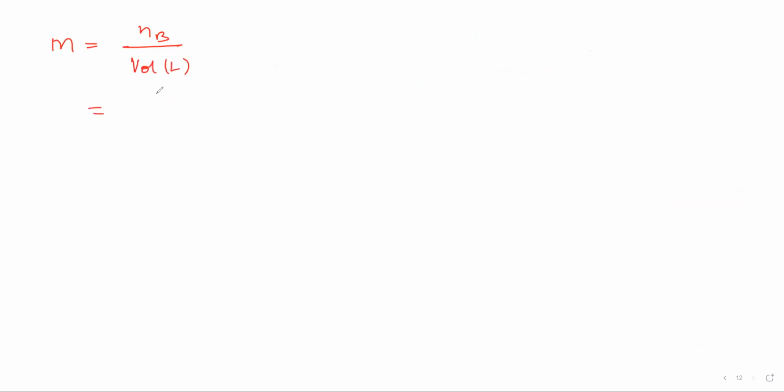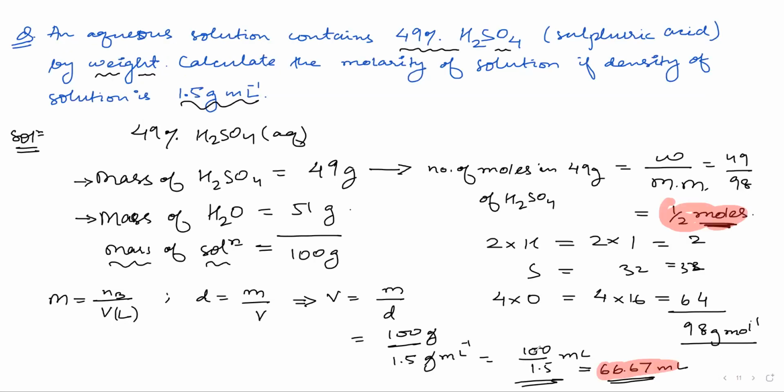Number of moles is 1 by 2. See, always try to keep it in fractions. Okay, try to keep it in fractions. Now, since here you have 100 by 1.5, you can write it as 200 by 3.